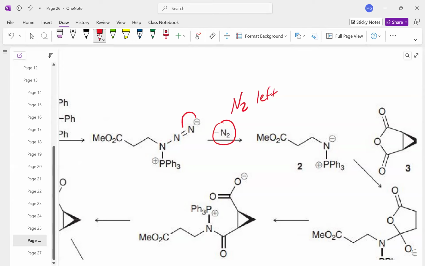I'm going to do this, because by demonstrating that, now I get a nitrogen with a formal charge of -1.